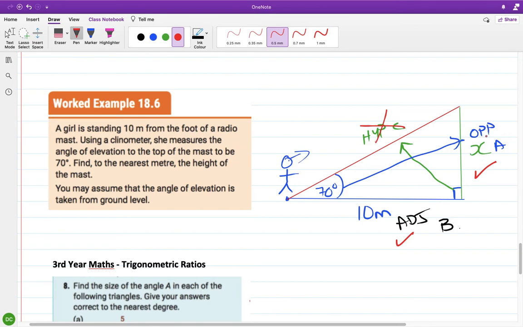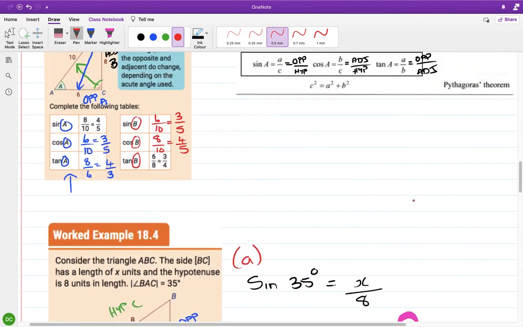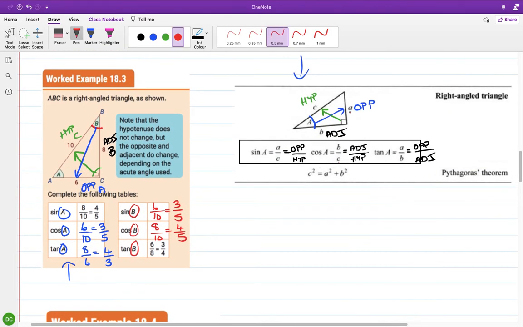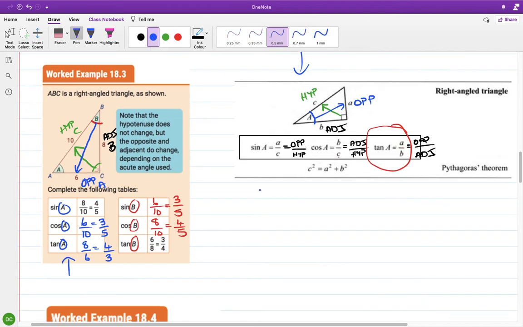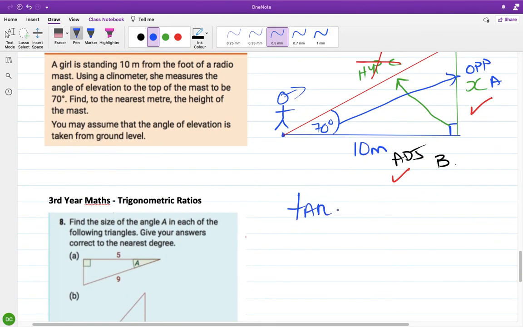So what we're left with is opposite and adjacent. So which one of them is a combination of opposite and adjacent? If you remember, the opposite is A and the adjacent is B. So if you look here, tan is A over B. So that's the one I'm going to choose. So I'm going to choose tan. The angle is 70 and it's A over B. So the opposite goes first and the adjacent goes second. Okay, same logic as a minute ago.